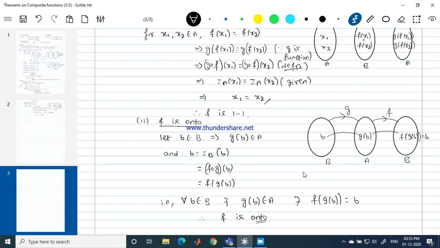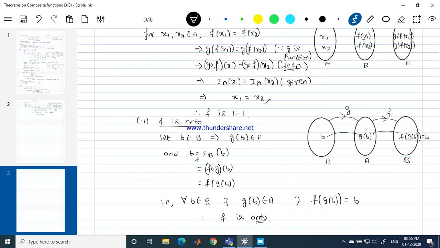It's so simple. Let me just repeat it. I have taken an element b from set B. Obviously its image will be present in set A, because g is a function from B to A. And I'm interested in the function f, not in the function g. Now I need to bring the connection between f and g. For that, I'm considering the function f, which is defined from A to B. Since g of b is present in set A, its image has to be present in set B, that is f of g of b, which is equal to b. That is what we got here.